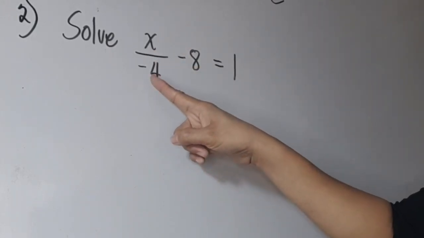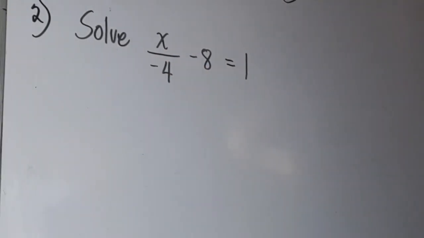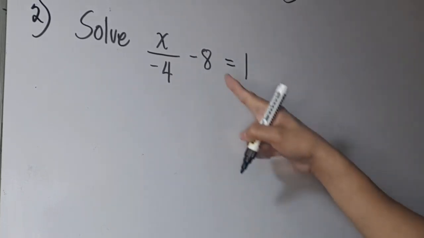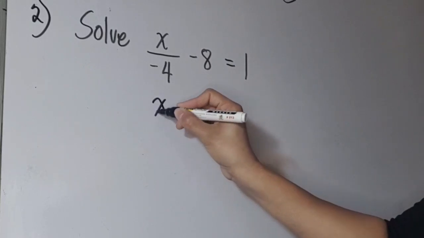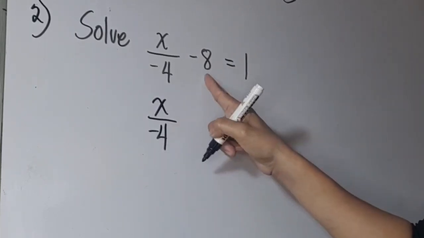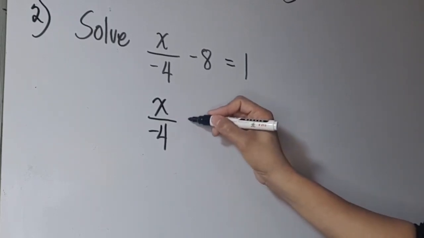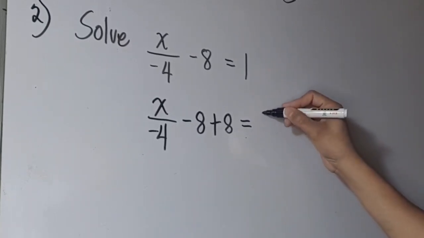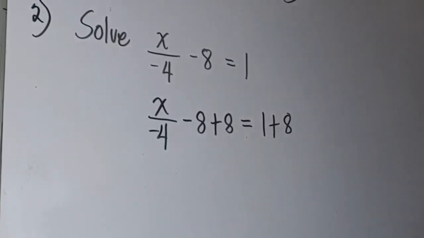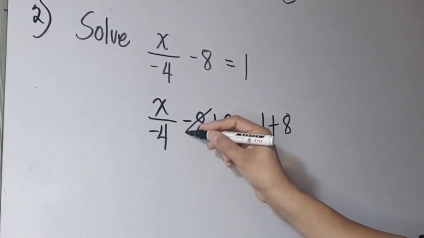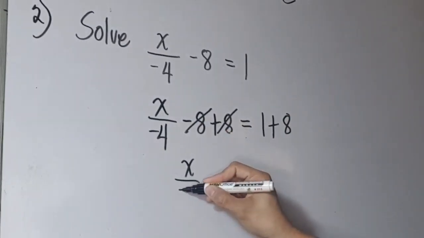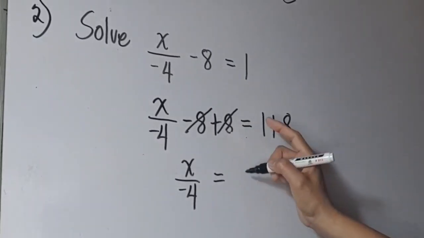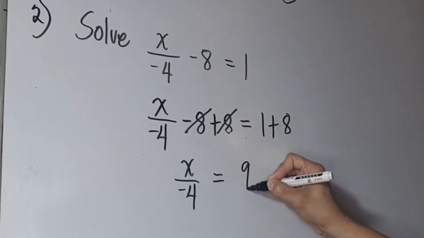Solve. x over negative 4 minus 8 equals 1. Okay, again, we're going to use the second guideline. We're going to isolate the variable. So, this is minus 8. Therefore, the inverse is plus. So, x over negative 4 minus 8 plus 8 equals 1 plus 8. Okay? So, negative 8 and positive 8 is cancelled. So, we have x over negative 4 equals 1 plus 8 is 9.